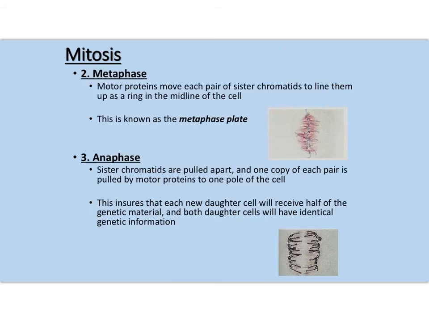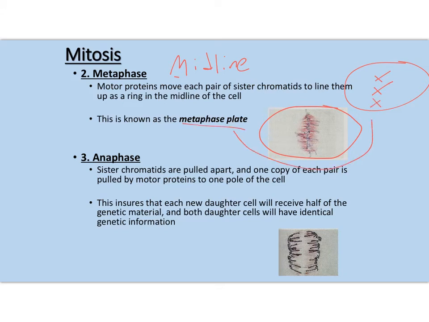Second one here, metaphase, remember, midline. Right, so we don't really see a cell membrane in this picture here, but metaphase occurs when the chromosomes, or these pairs of sister chromatids, line themselves up in that midline of the cell. And we call that the metaphase plate, where that occurs.